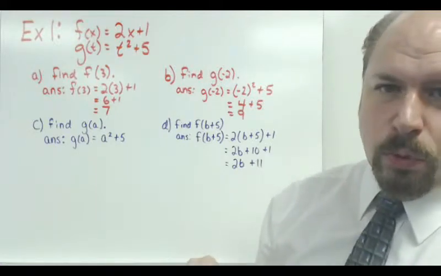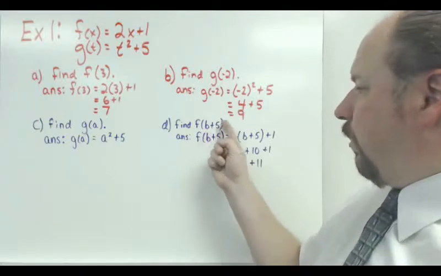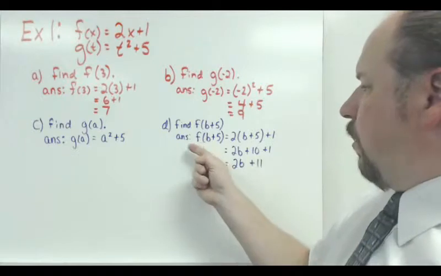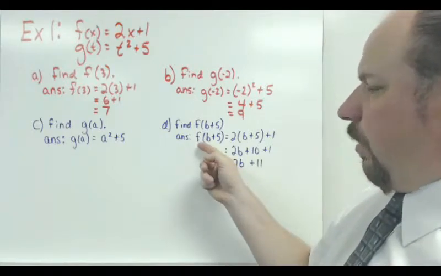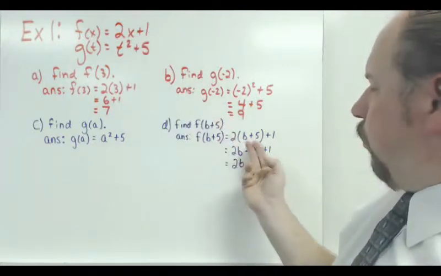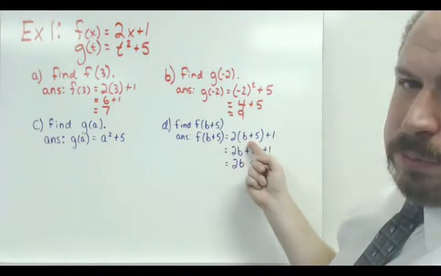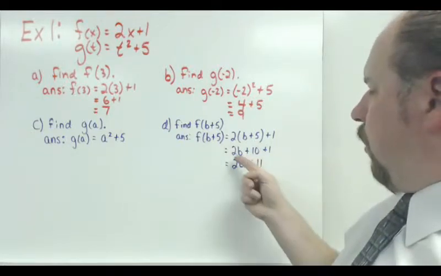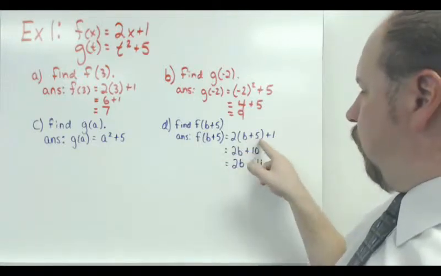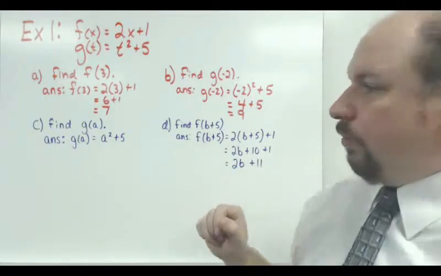Okay, so we'll do one more example like that. Find f of b plus 5. So notice here we have a different expression that we can put in place of x. So for our answer, f of b plus 5 is equal to, well, remember 2x plus 1, we're going to take out the x and replace it with b plus 5. So 2 times b plus 5, plus 1. Remember, we do have to distribute the 2, so 2b plus 10 and then plus 1, so we end up with 2b plus 11.